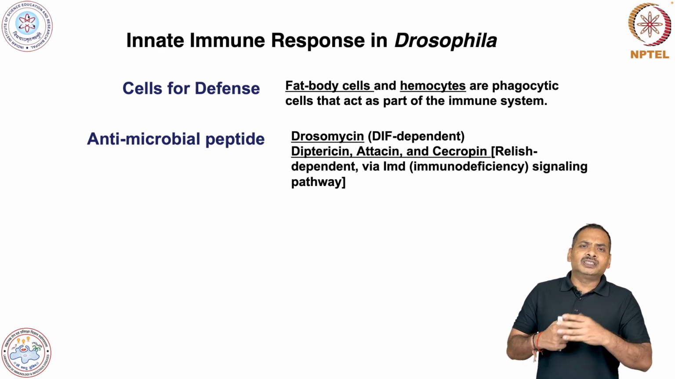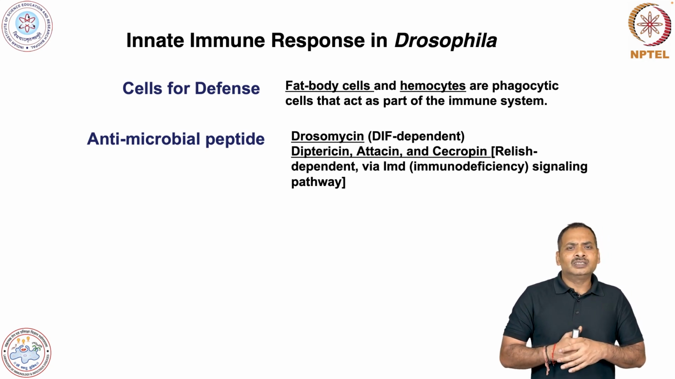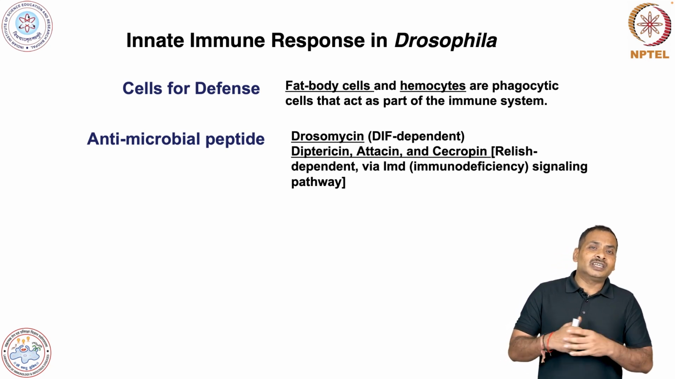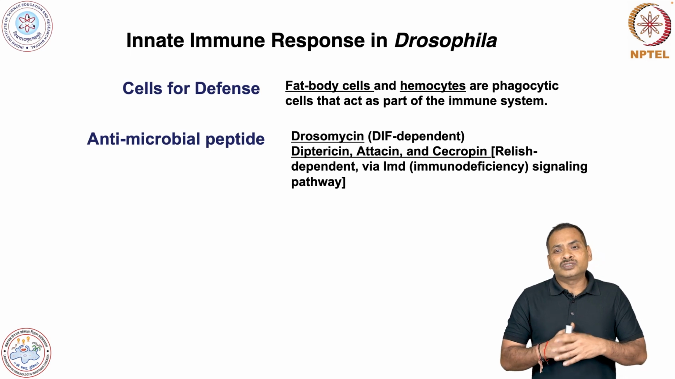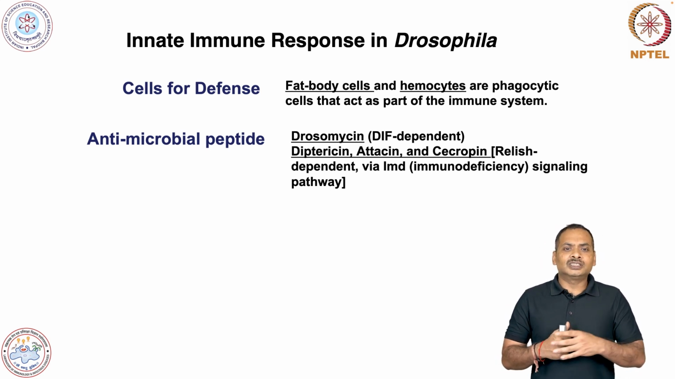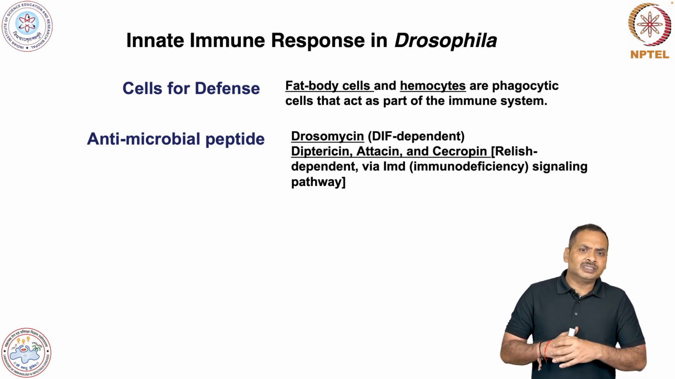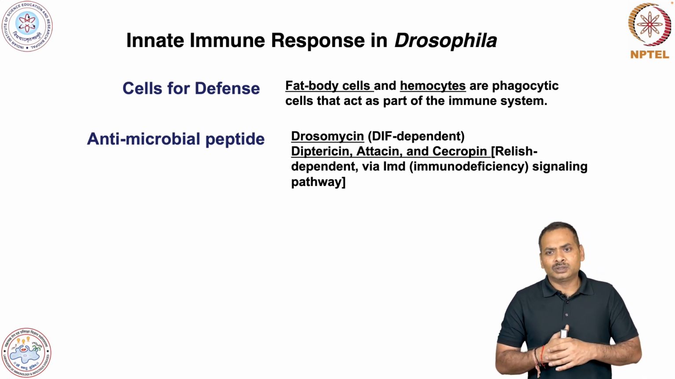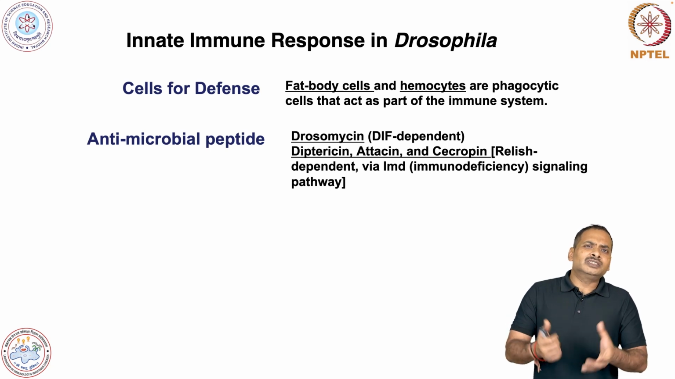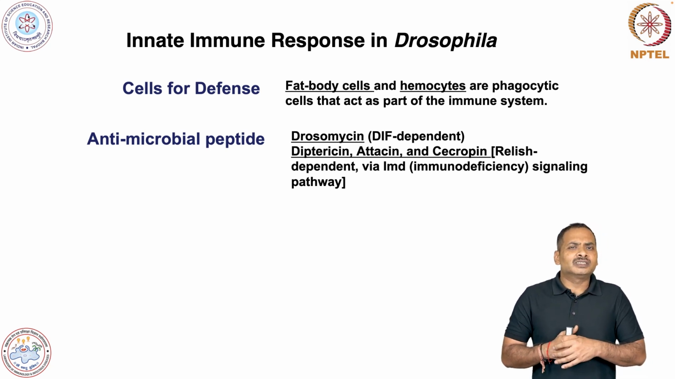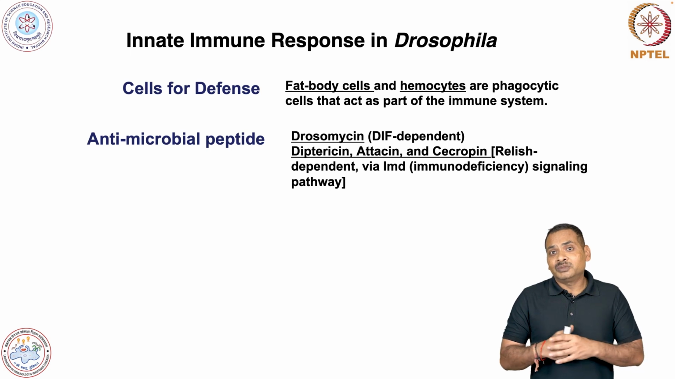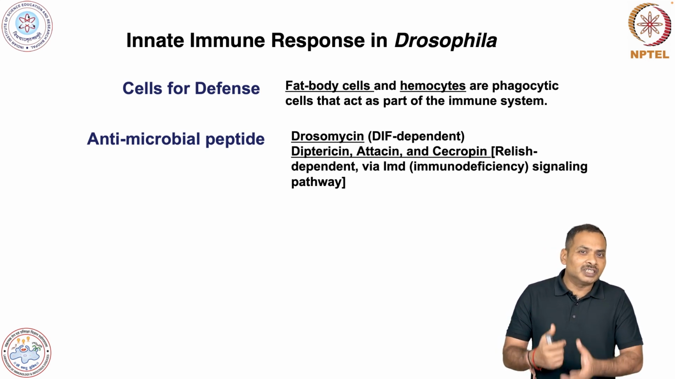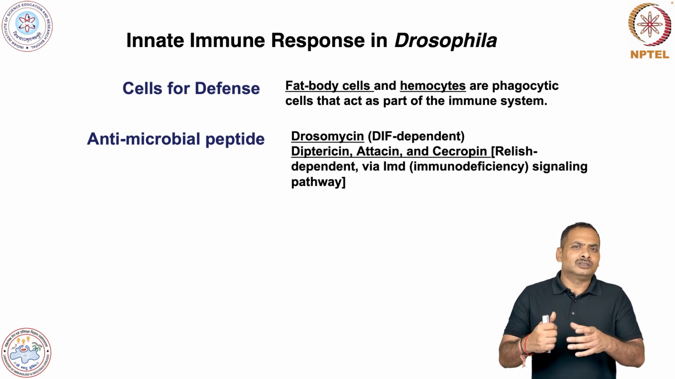Diff dependent, there is a synthesis of drosomycin. There is another set of molecules synthesized under the control of the transcription factor Relish. These are diptericin, attacin and cecropin. These antimicrobial peptides are generated through the IMD pathway. IMD is an immunodeficiency signaling pathway which operates in Drosophila.